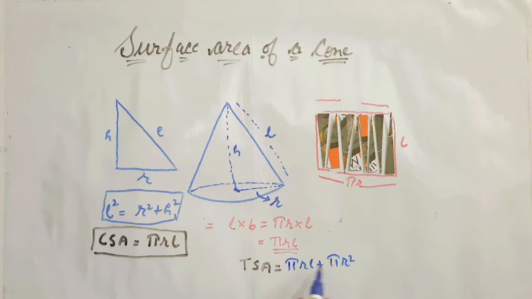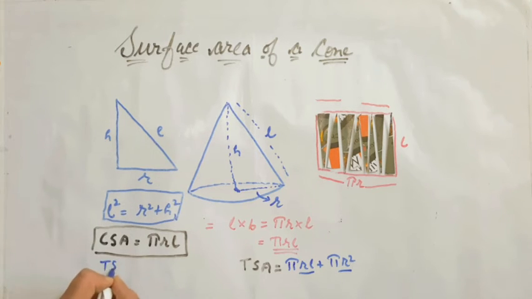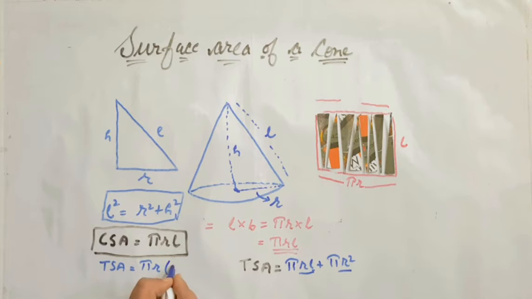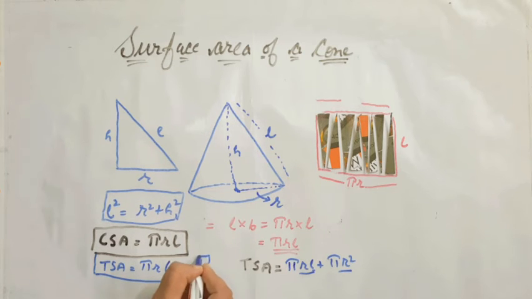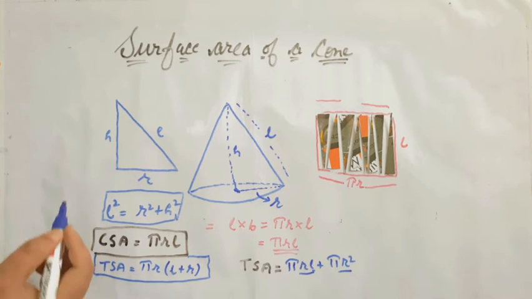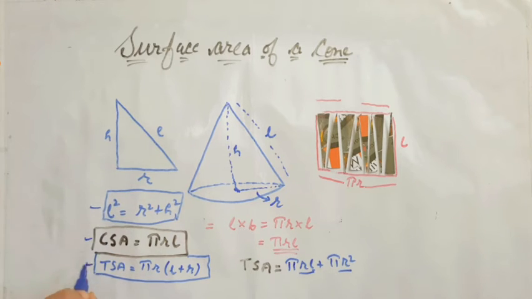So if I take pi r common from these two terms, the total surface area will become equal to pi r, and inside we have L plus r raised to power 2. So 1 we are taking common and 1 is left inside, and this is the formula for the total surface area of a cone, which is pi r multiplied by (L plus r). So these three are the important formulas for the surface area of a cone.